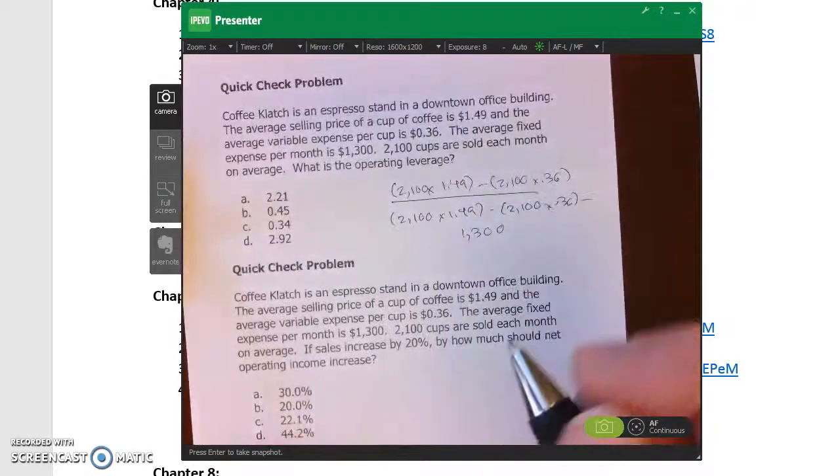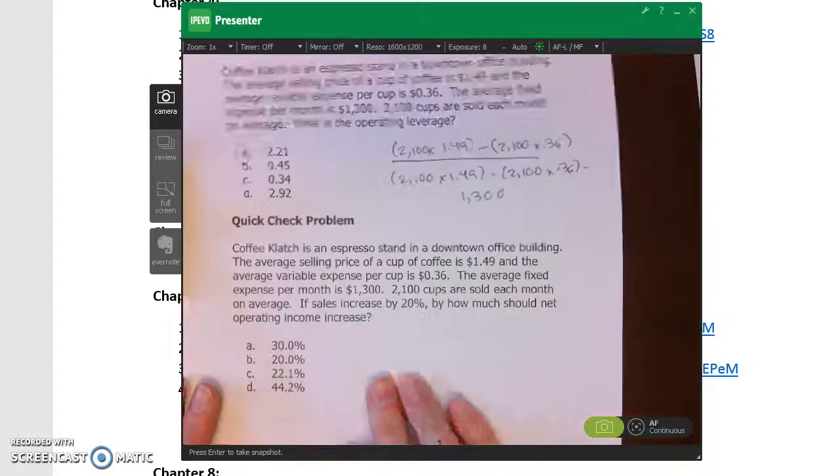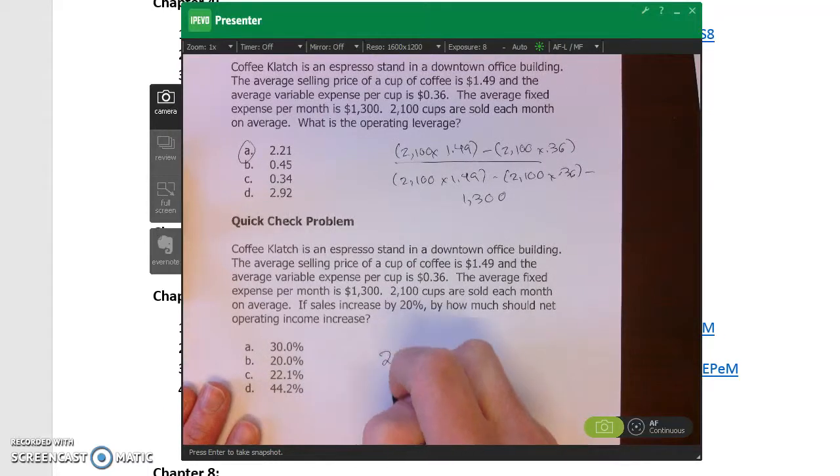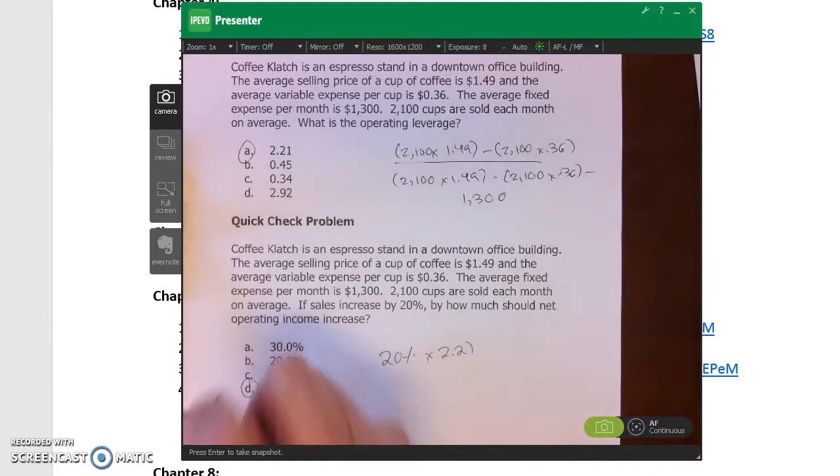And when you calculate it out, you get A. And then coming over here, all I have to do is 20% times 2.21. Income will increase by that much.